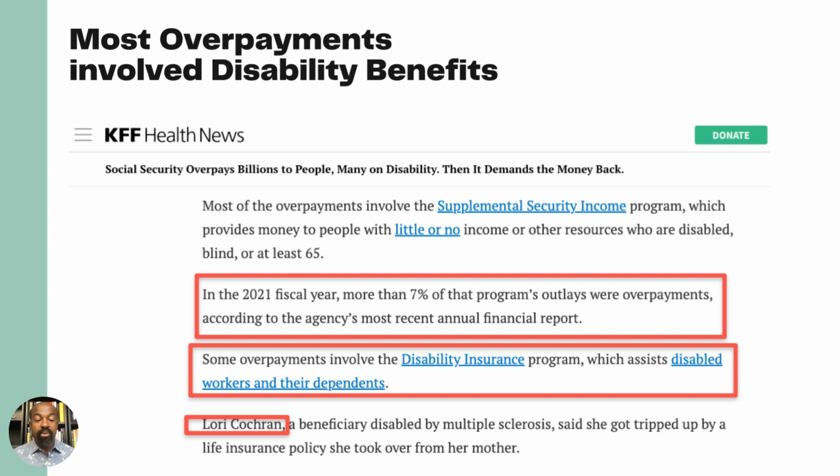So I'm going to share one story with you of a lady called Lori Corcoran in Pennsylvania and her devastating story about finding out that she owed $27,000 in overpayment and what she has been doing about it.